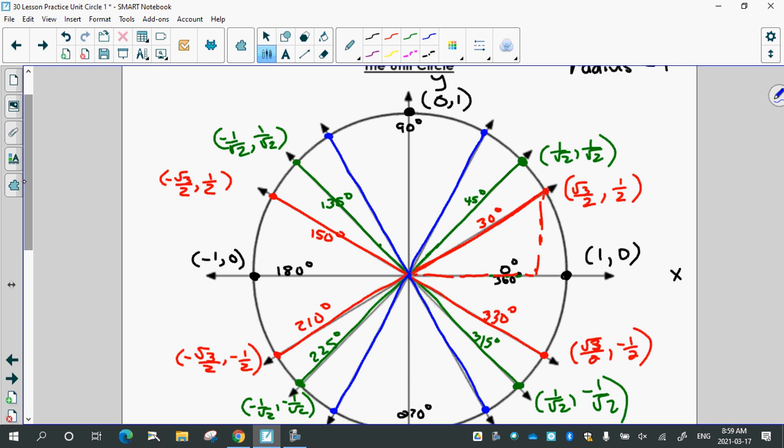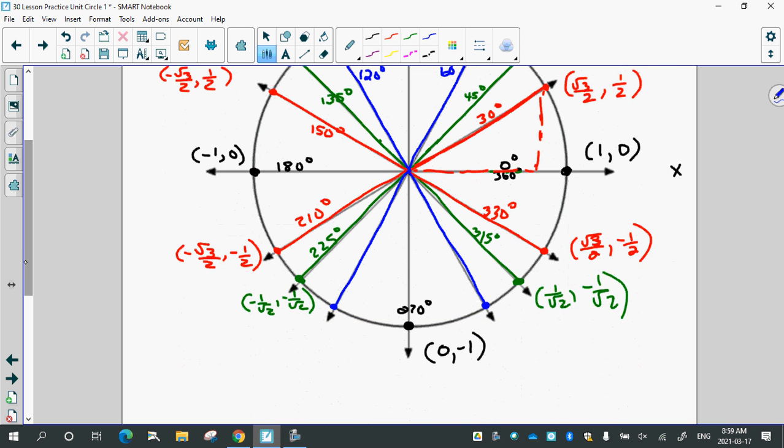So then we're going to figure out the angles. 60 degrees away from 0, the first one's 60. In the second quadrant, I would do 180 minus 60, which is 120. In the third quadrant, I would do 180 plus 60, which is 240. And in the fourth quadrant, I would do 360 minus 60, which is 300 degrees.